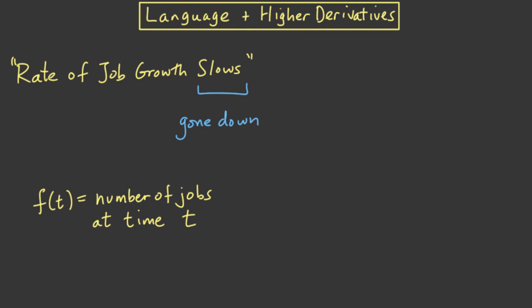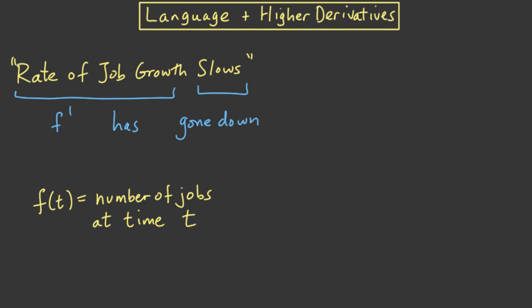But it's not f that's gone down. The headline says that the rate of job growth is the thing that's slowed. f is the number of jobs, it's not a rate. So instead, the headline is referring to f prime. f prime is the rate of change of the number of jobs, and it's that rate which has gone down.